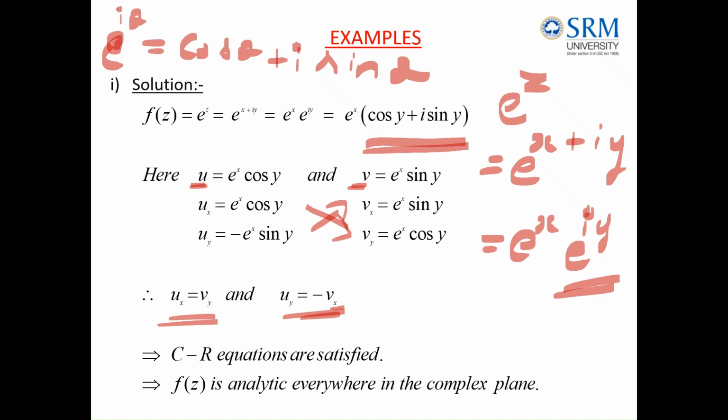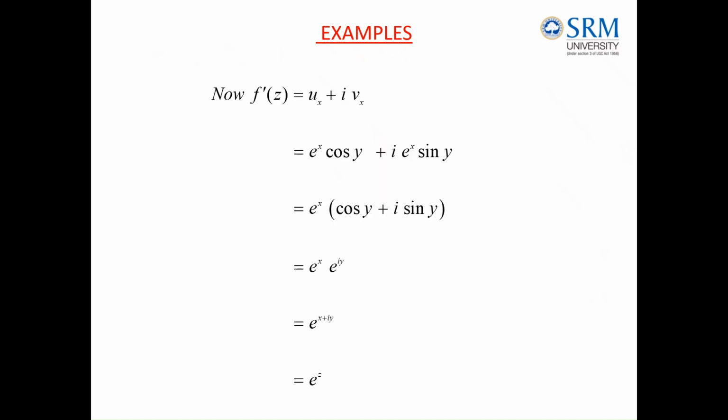After concluding it is an analytic function, next I need to find the derivative of this function. How to find it? I need to use the result f dash of z is equal to ux plus i vx. Then I substitute ux, that is dou u by dou x, which is e power x cos y. Then vx, the partial derivative of v with respect to x, which is e power x sin y. Then I can take e power x common, so it becomes cos y plus i sin y.